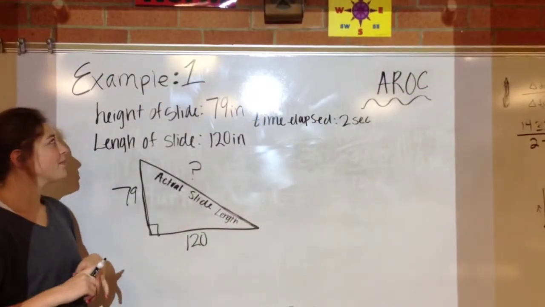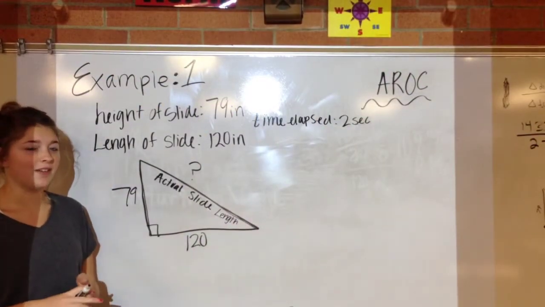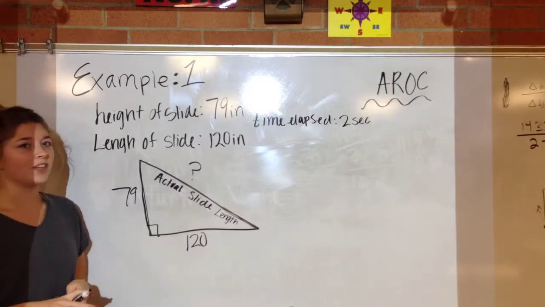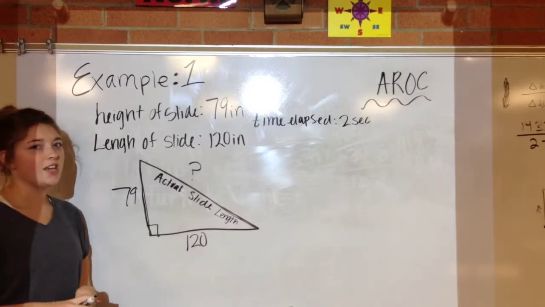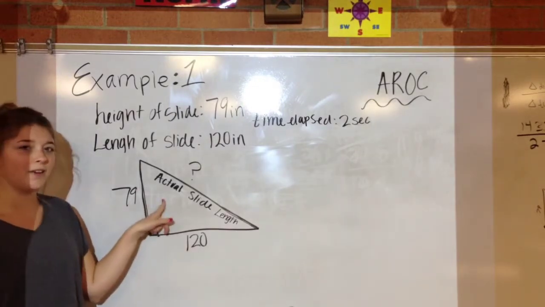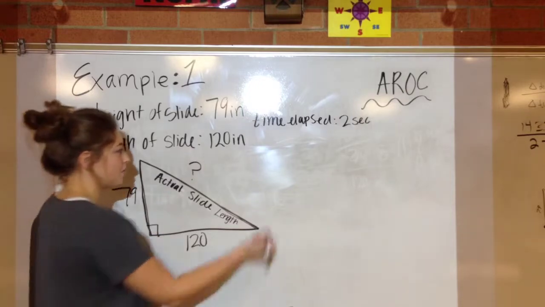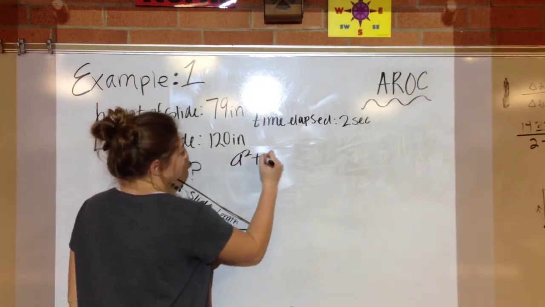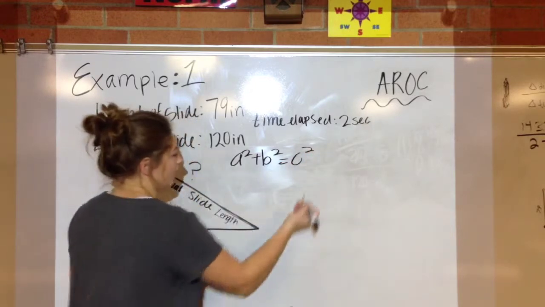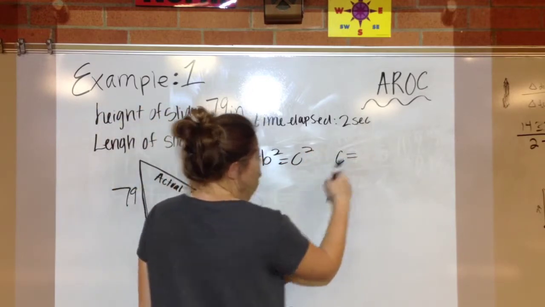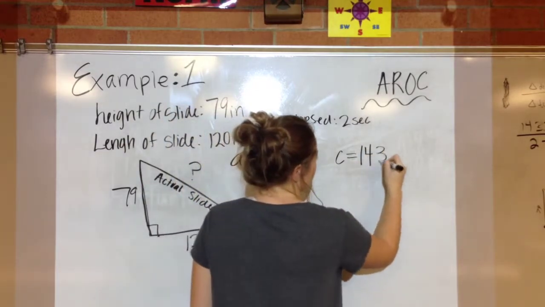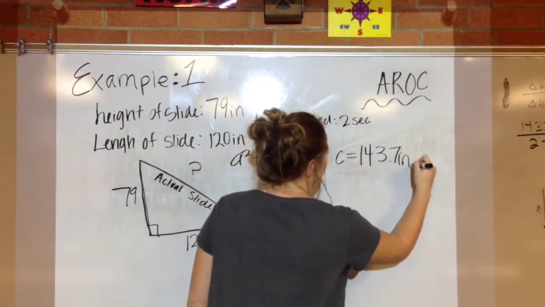Okay, so our first example is using average rate of change. We measured the height of the slide, which is 79 inches, and the length of the slide, which is 120 inches, as shown. But we needed to find the actual slide length. So we used the Pythagorean theorem, a squared plus b squared equals c squared, and we got the actual slide length equals 143.7 inches.